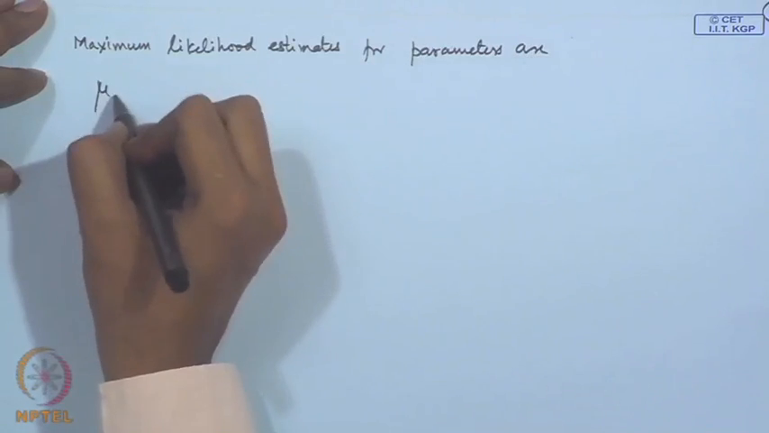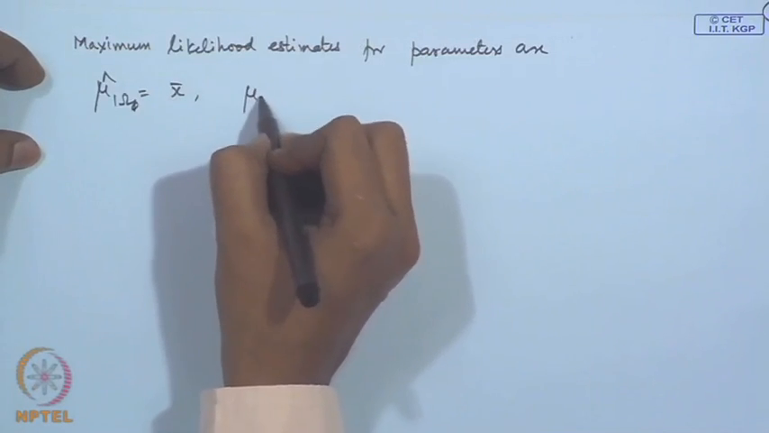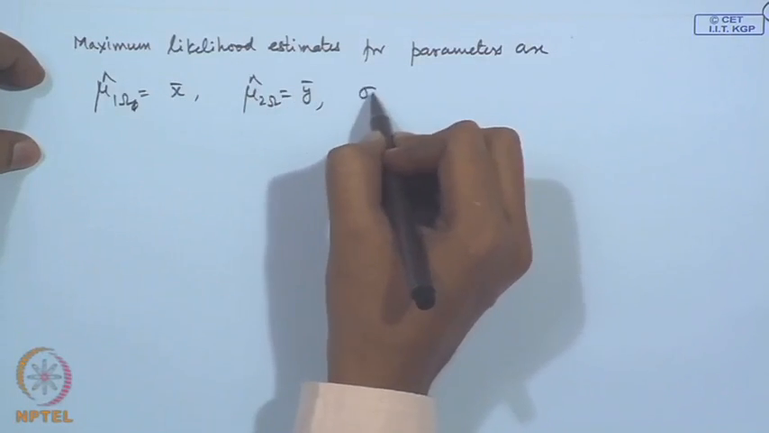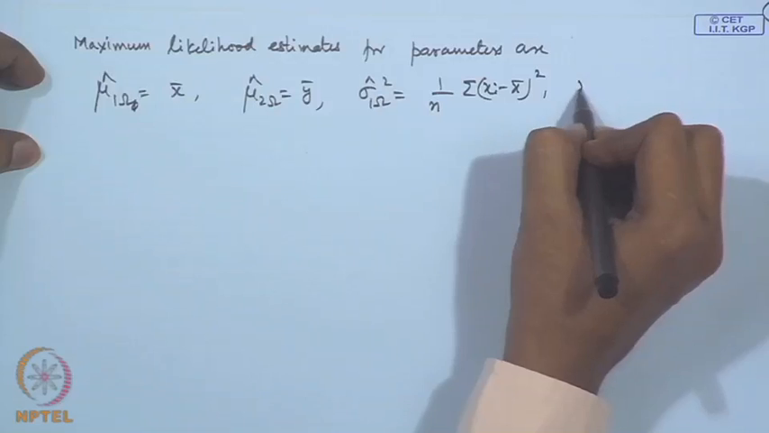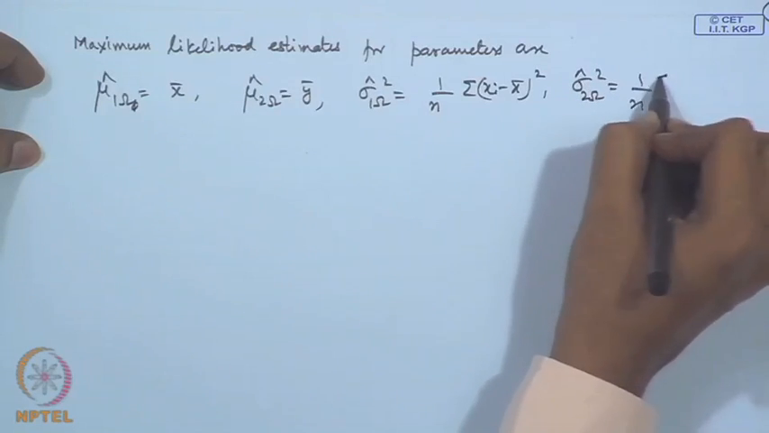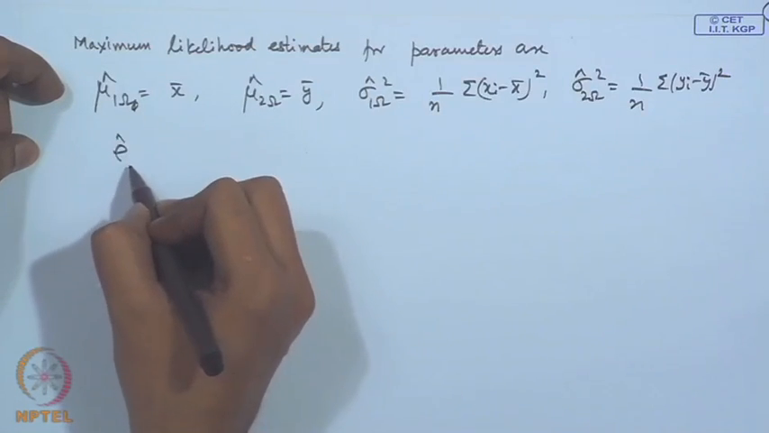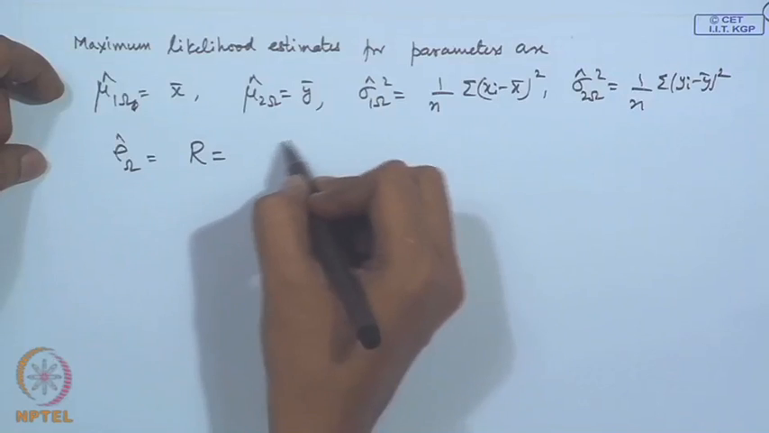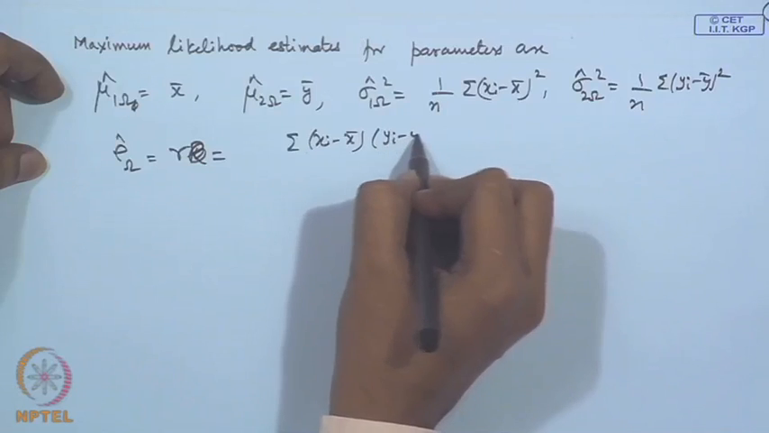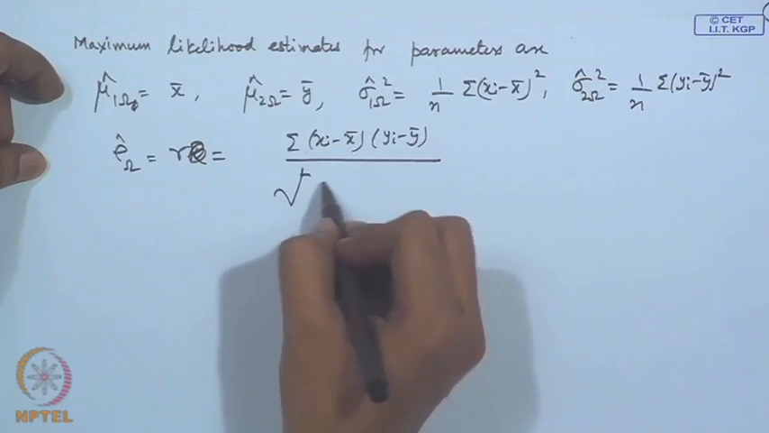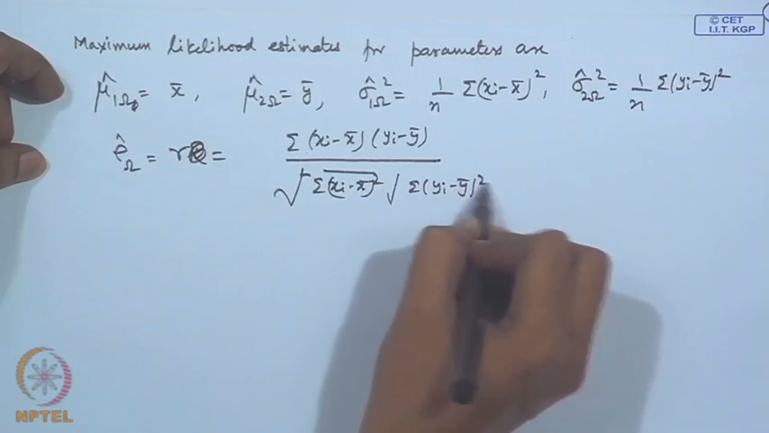are, so mu 1 hat under omega is equal to x bar, mu 2 hat under omega is equal to y bar, sigma 1 hat square under omega is equal to 1 by n sigma (x i minus x bar) whole square, sigma 2 hat square under omega is equal to 1 by n sigma (y i minus y bar) square, and rho hat under omega, that is equal to r, that is equal to sigma (x i minus x bar) (let me write a small r here) (y i minus y bar) divided by square root of sigma (x i minus x bar) square and sigma (y i minus y bar) square.